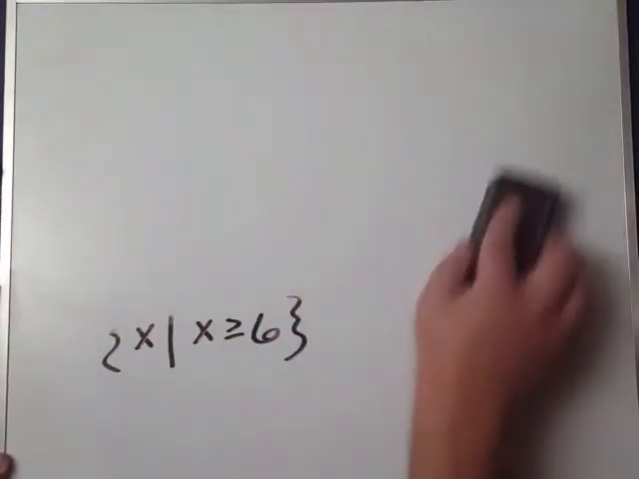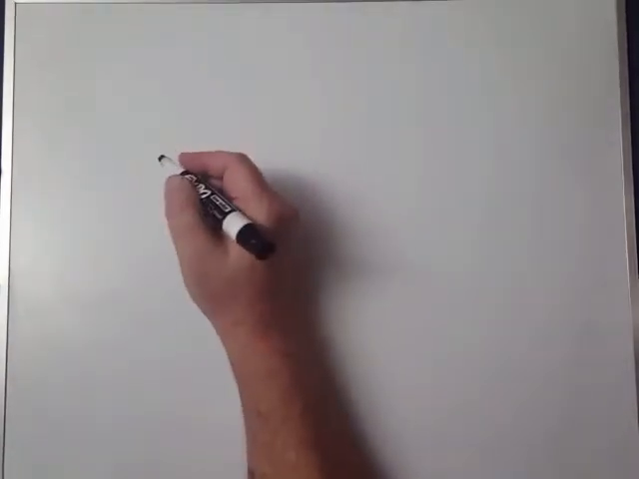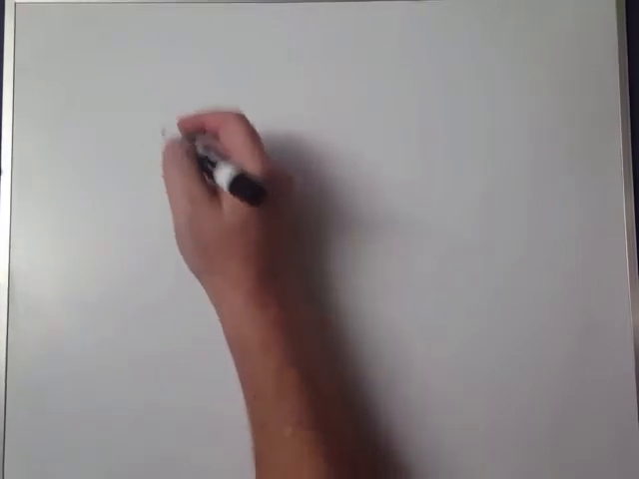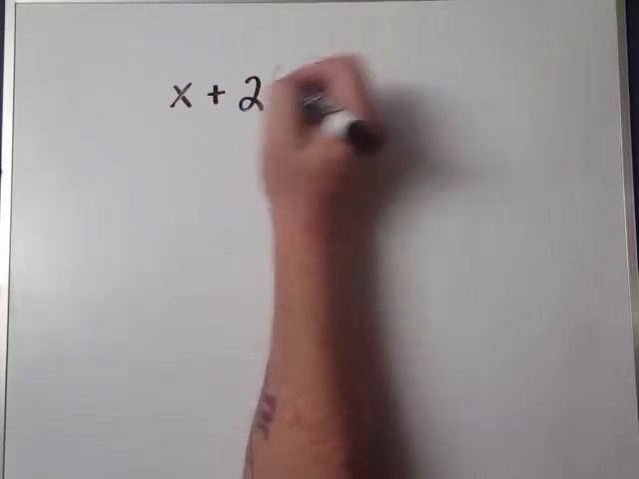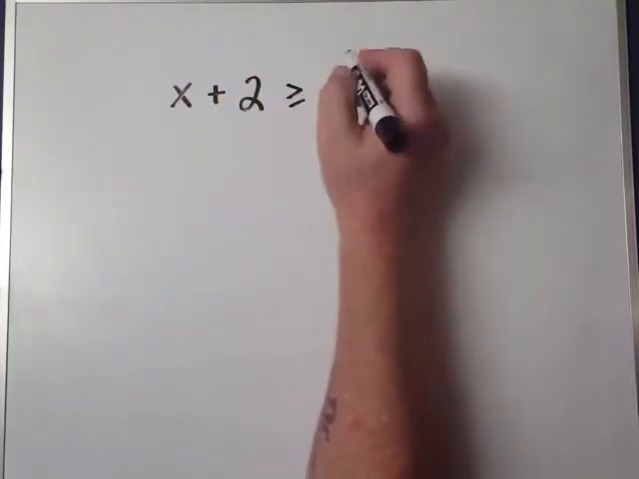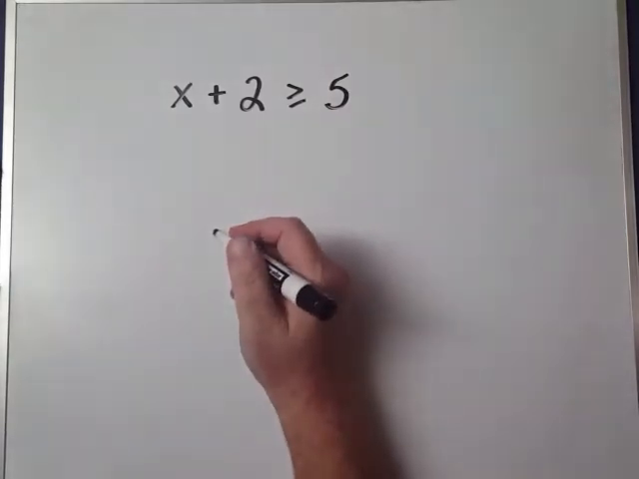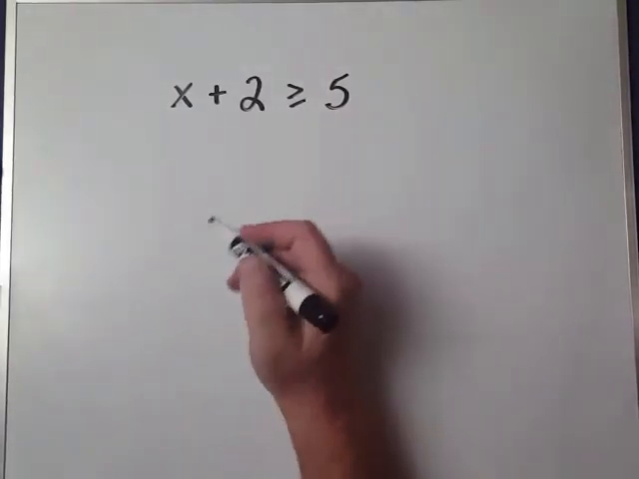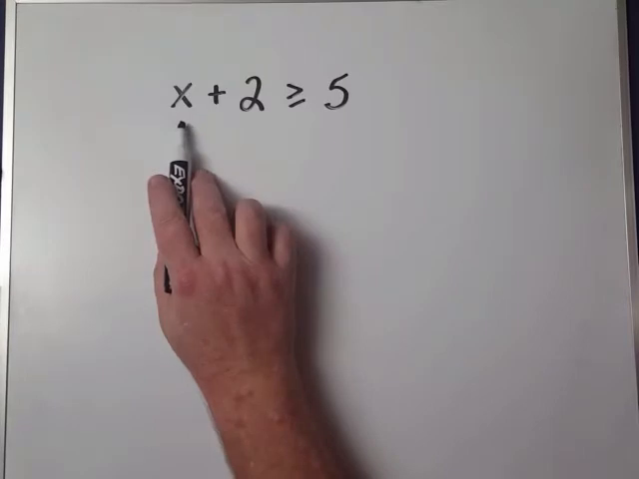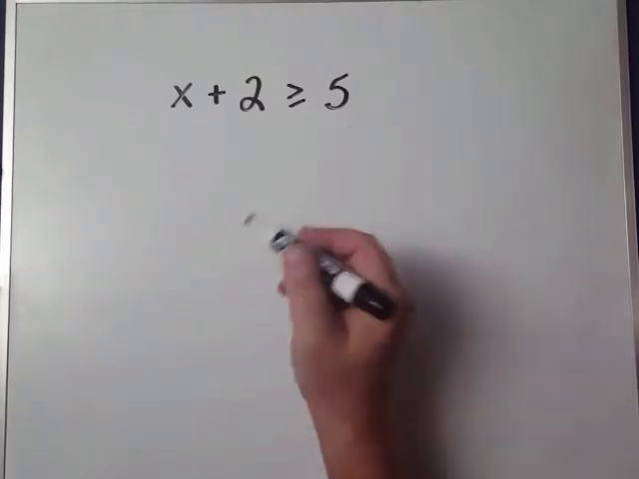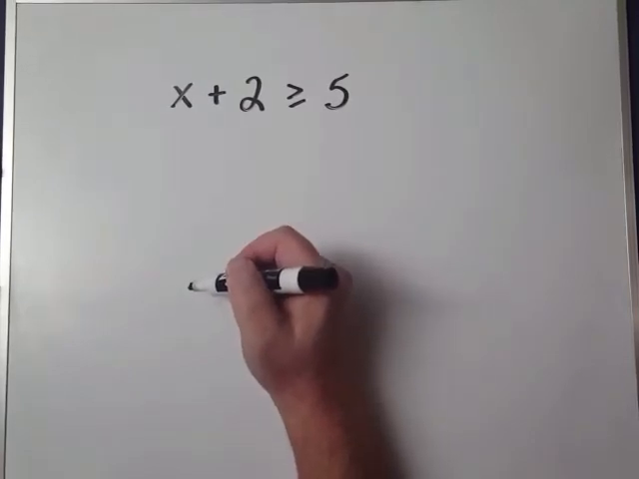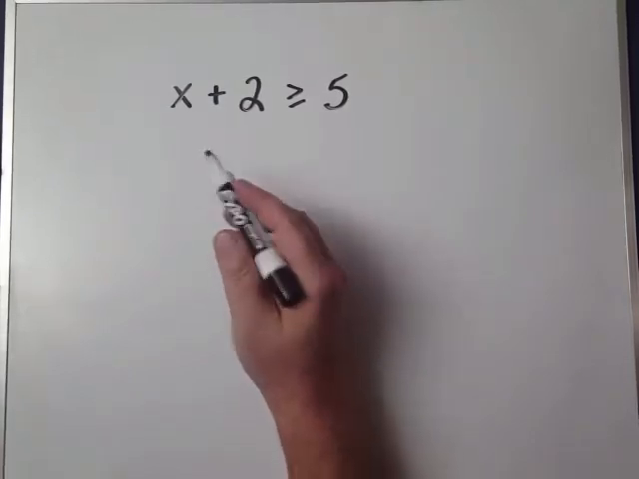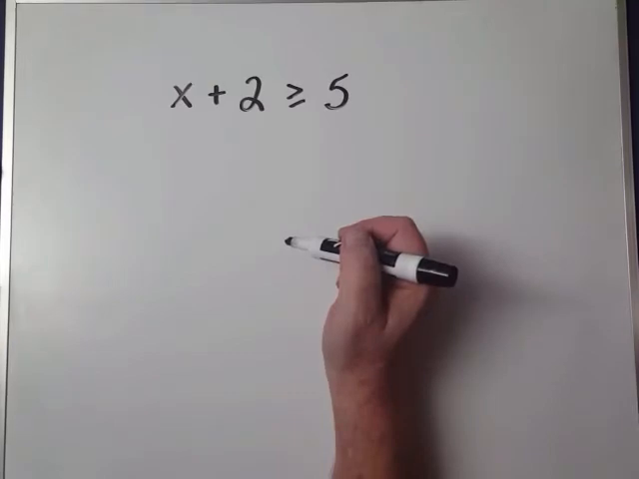Now, before we solve these inequalities, I just want to think about a problem. Let's say that x plus 2 is greater than or equal to 5. And let's do this the first grade way. Let's just think about it for a minute. What would x have to be for this statement to be true? A solution is a value I can plug back in that makes the original statement true. What could I plug in for x that would make this true?